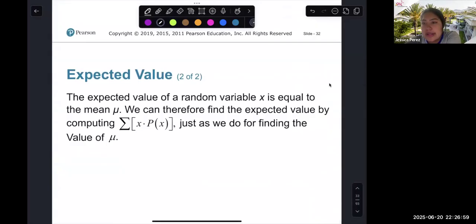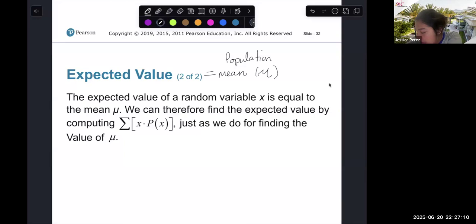Now, we talked about expected value, which is the same as your mean. More particularly, we're looking at a population mean, mu. The expected value of a random variable X is equal to the mean. We can therefore find the expected value by computing the sum of X times P of X, just as we do for finding the value of the population mean.